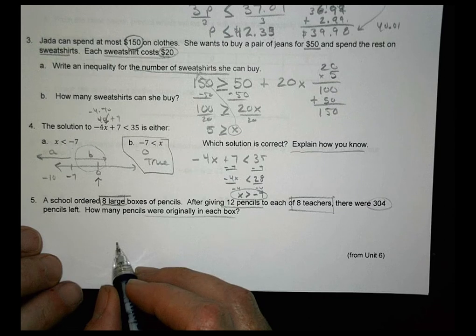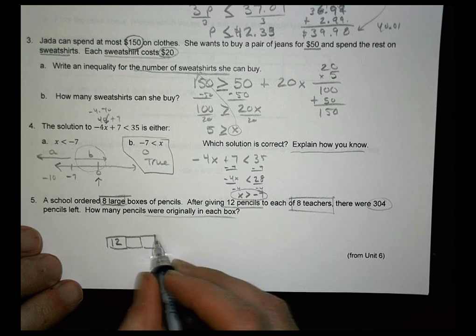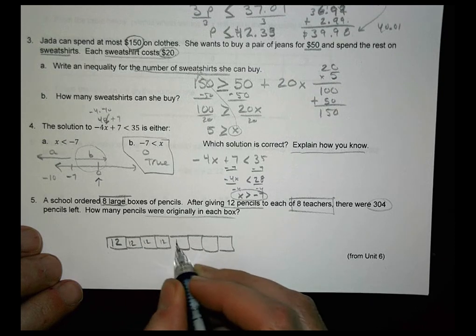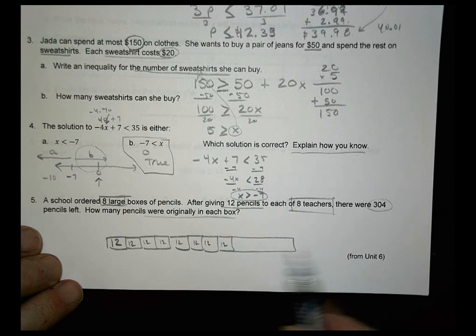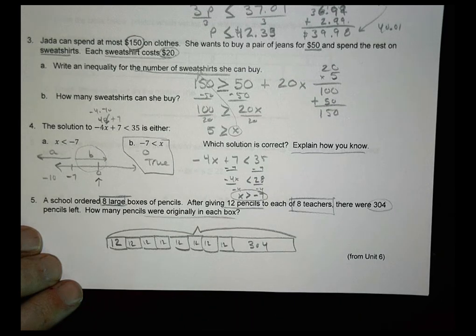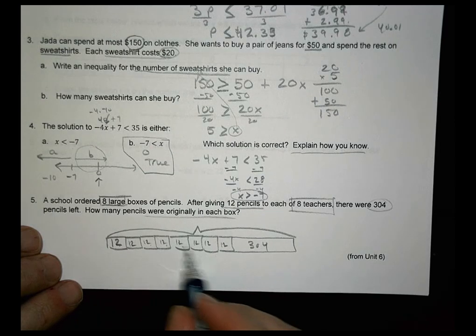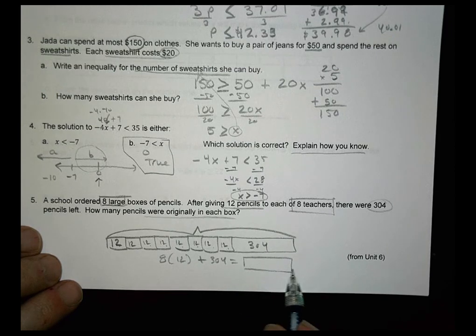So think of it like this. 8 people got 12. 1, 2, 3, 4, 5, 6, 7, 8. So 8 people got 12 pencils. Those are the teachers. And then we had a remaining part of 304 left. What they're asking is how many were in the box originally. Now the simple way to do this is notice that we have 1, 2, 3, 4, 5, 6, 7, 8 groups of 12. And we're going to add that to the 304. And when we do that, it should tell us how many there are altogether.